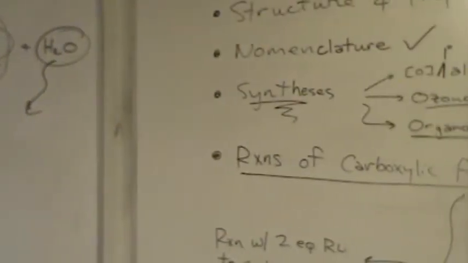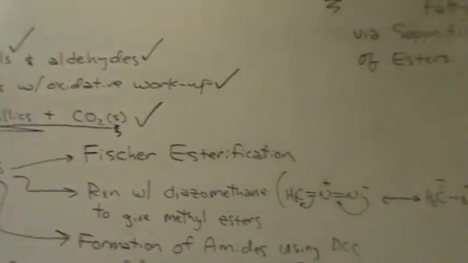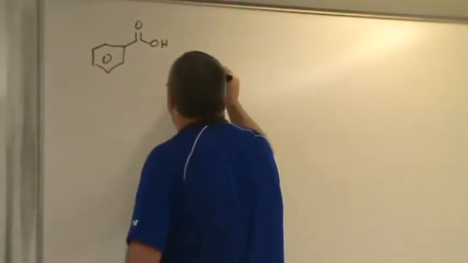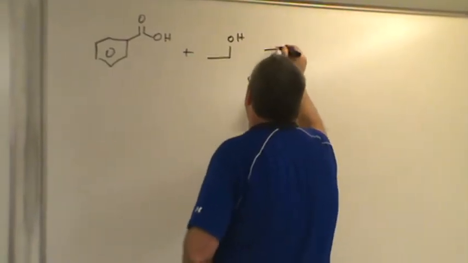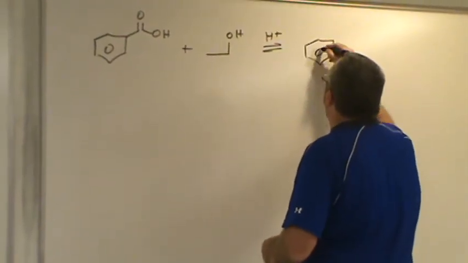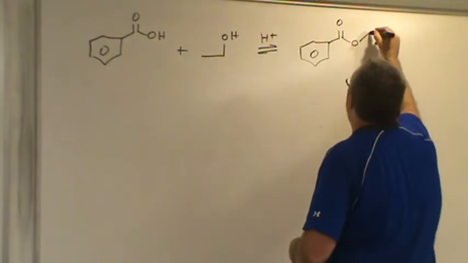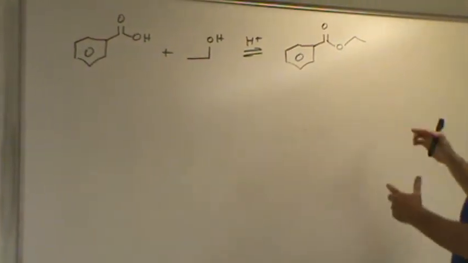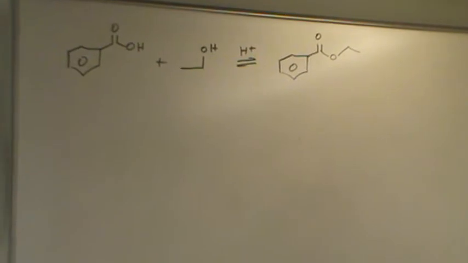The mechanism of a Fischer esterification. Before I give you the mechanism, I'm going to give you a specific reaction. So I won't use R groups, I'll use specific things. So let's go back to benzoic acid. And we're going to allow that to react with ethanol under acidic conditions. And that is going to produce the corresponding ethyl ester of benzoic acid. We would call it an ethyl benzoate. We'll talk more about nomenclature of esters in the next chapter.